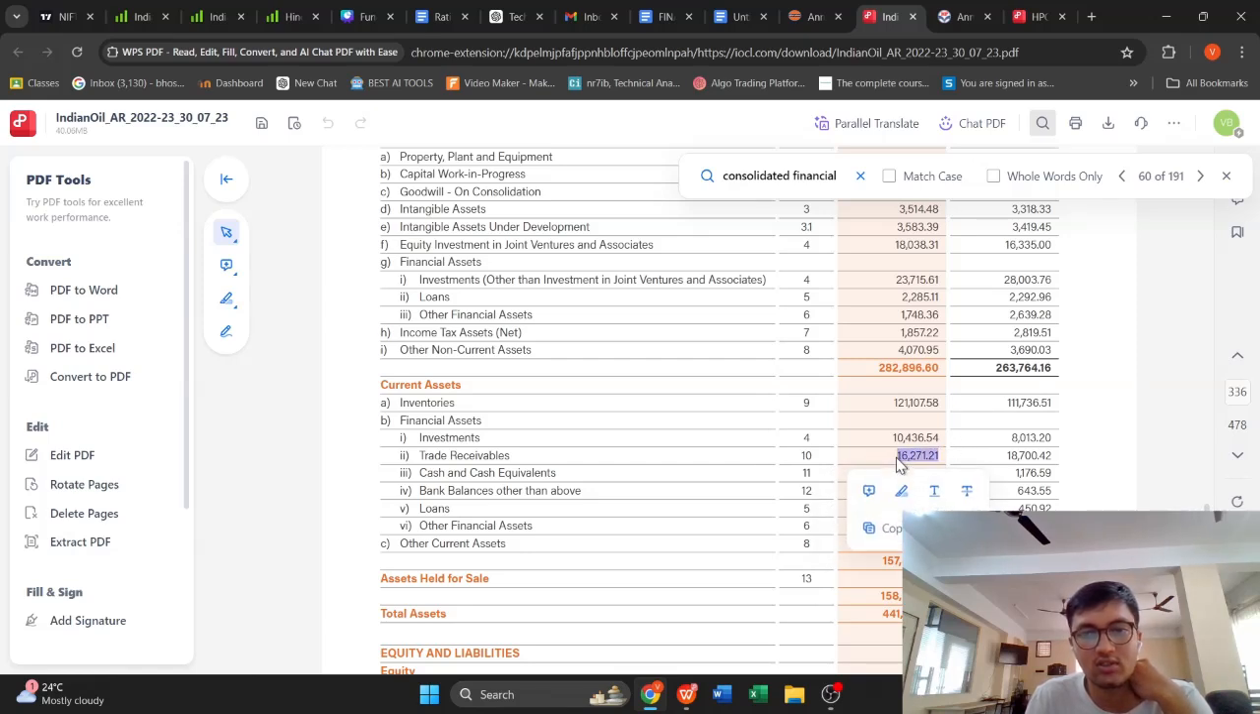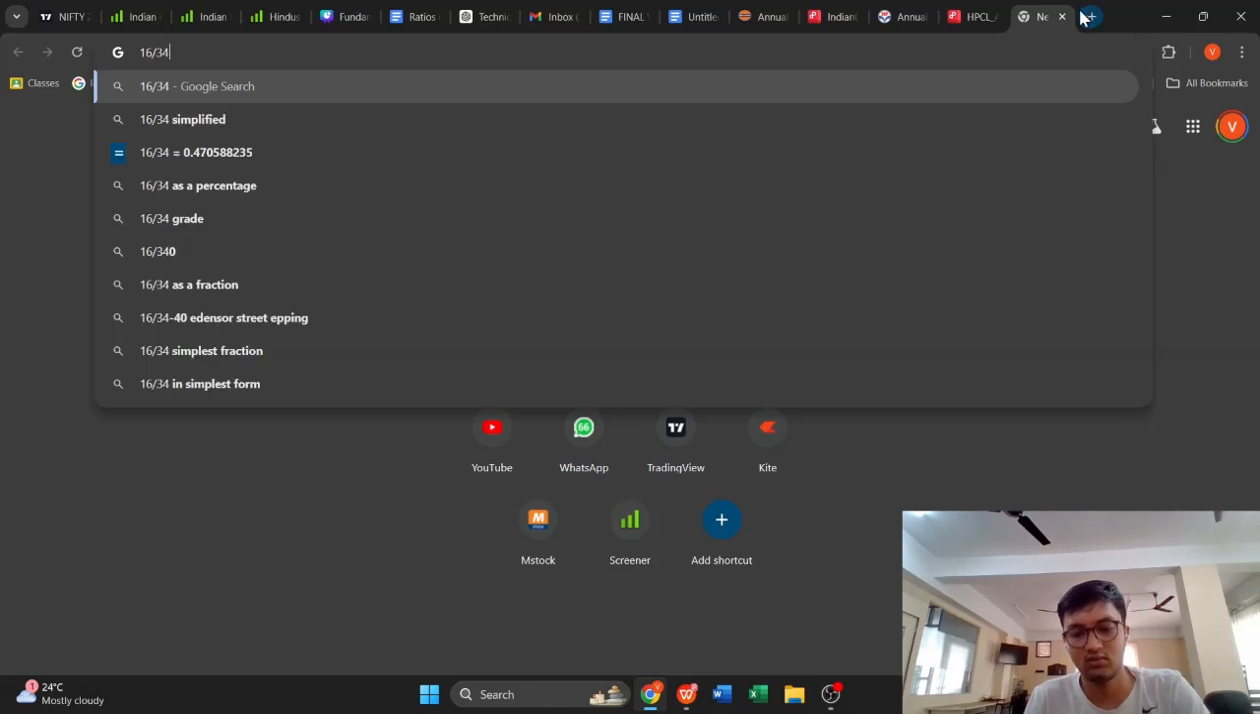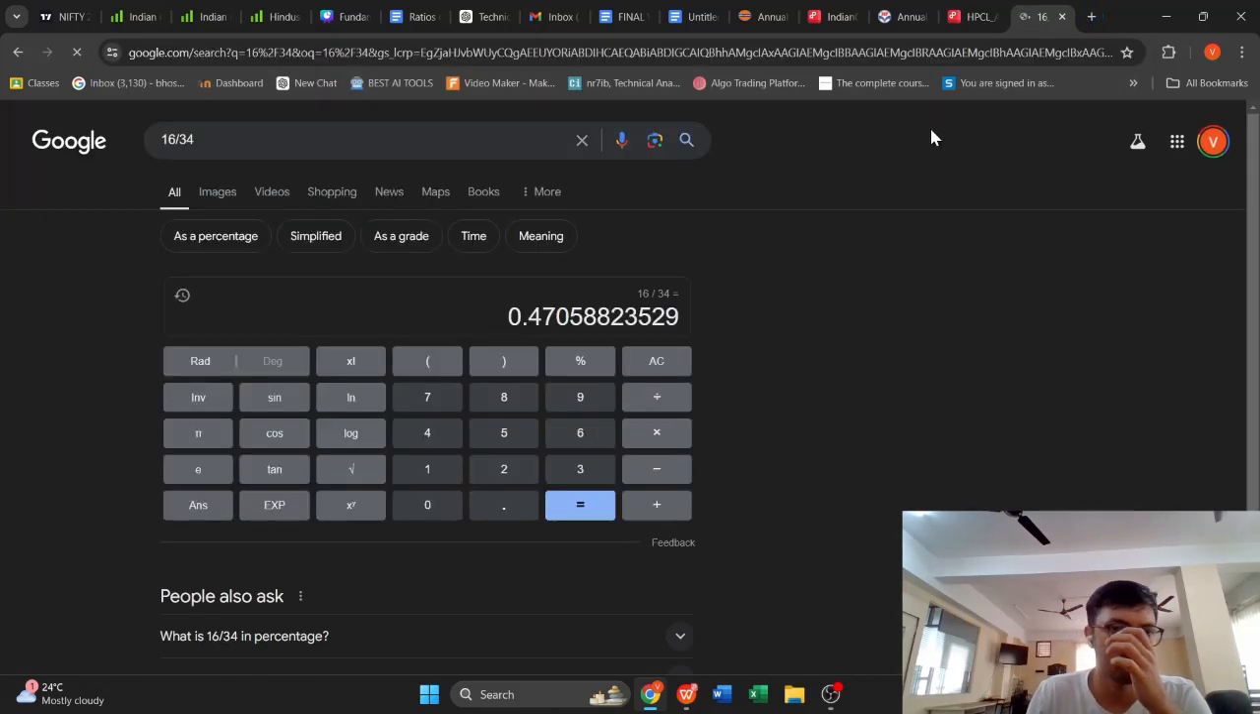So 16,271 divided by the average of two. So 16,000 plus 18,000, this is around 34,000 crores, and 34,000 crores divided by 16,000 crores in case of IOCL. So 16 divided by 34 will be 47, meaning 47 percentage.